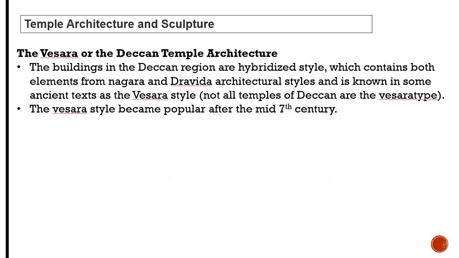Now comes the Vesara temple architecture or the Deccan temple architecture. It has the mixed features of Nagar plus Dravid style temple architecture. It is not very popular, so you have to focus on Nagar and Dravid styles only.